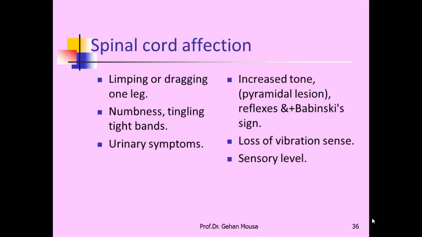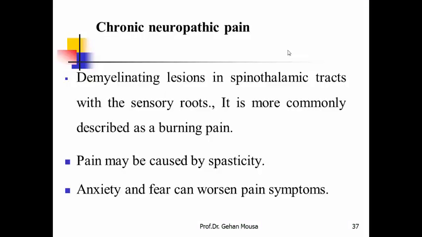Vibration sense and deep sensory loss may occur as a result of posterior column lesion, which carries the gracile and cuneate tracts and carries deep sensation to the higher center. Neuropathic pain due to demyelination of the spinothalamic tracts, with sensory root involvement, may result in burning pain. Pain also may occur secondary to spasticity.